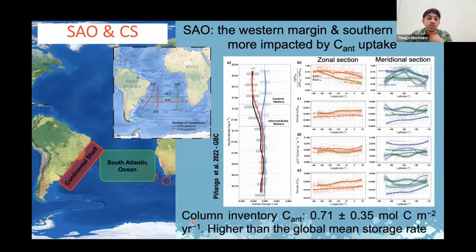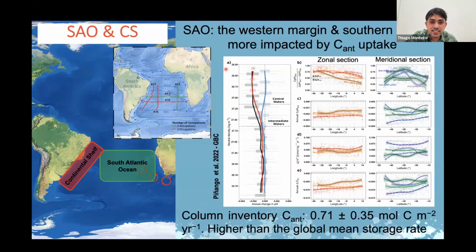So, about the water column inventory of the anthropogenic carbon, they calculated 0.71 mole of anthropogenic carbon per square meter per year. And this rate of anthropogenic carbon intrusion is higher than the average for the global ocean. This is very important because it highlights the importance of ocean acidification in the South Atlantic Ocean.